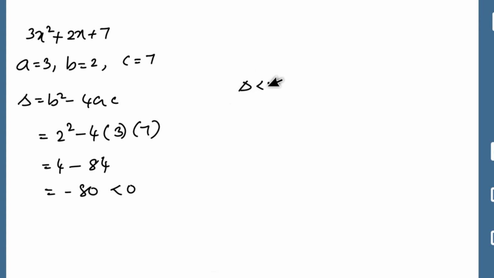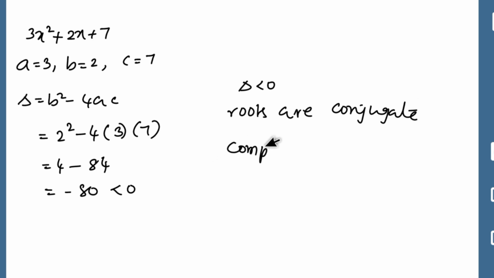If delta is less than 0, roots are conjugate complex numbers. Conjugate complex numbers are imaginary numbers. You can write anyone, imaginary numbers. Okay.